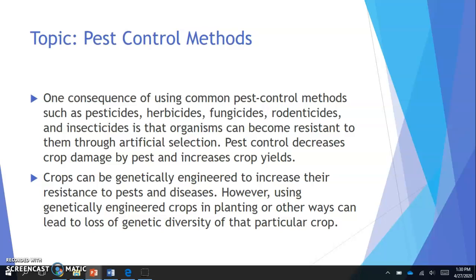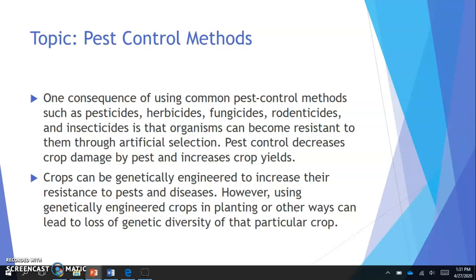Crops can be genetically engineered to increase their resistance to pests, which, again, you guys know about GMOs, throwback to biology, right? But it can lead to a loss of genetic diversity of particular crops. Examples of that would be definitely soybean and canola. Those crops are totally saturated. The market is saturated with genetically modified crops.